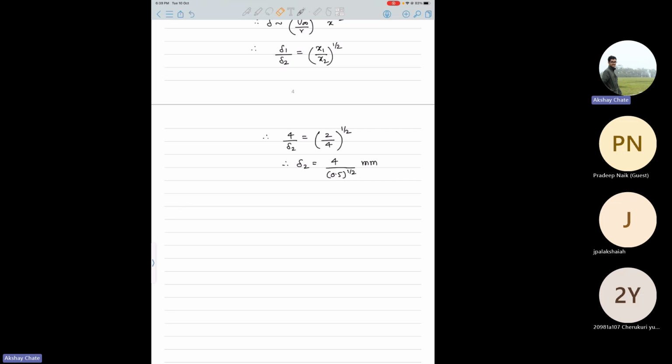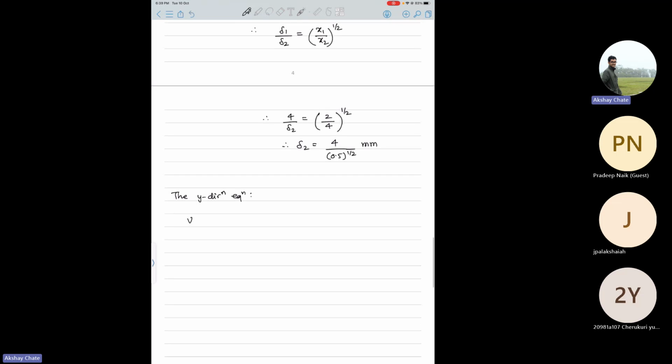So you have written the x direction equation, right? One can write the y direction equation for the boundary layer. I mean the y direction, not the full Navier-Stokes equation. So that is typically u ∂v/∂x plus v ∂v/∂y equals minus 1/ρ ∂p/∂y plus ν (∂²v/∂x² plus ∂²v/∂y²).